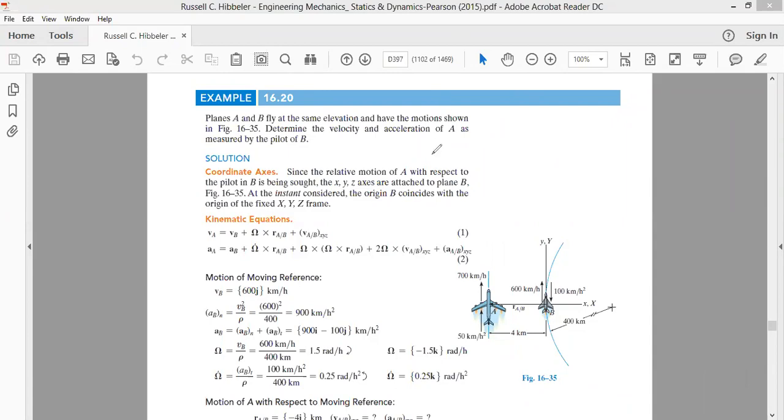In these types of problems, we have a ground frame of reference, so we have an observer on ground. We represent this as the ground frame of reference. This is one frame of reference. This is the origin of this ground frame of reference. Let's write this as O.